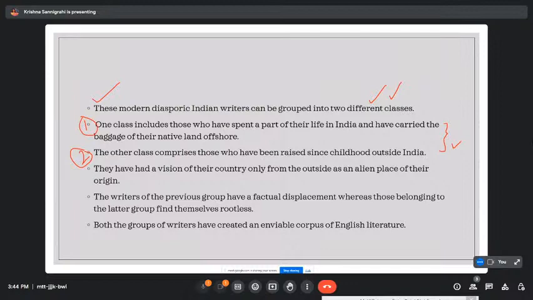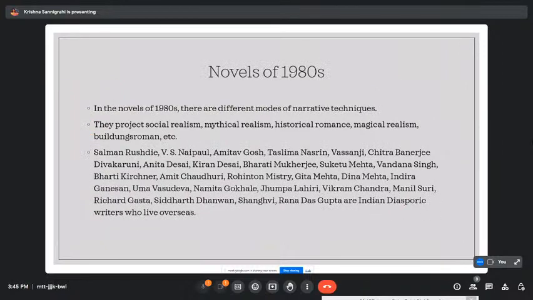So the writers of the previous group have a factual displacement, whereas those belonging to the latter group find themselves rootless. Both the groups of writers have created an enviable corpus of English literature. They have created an enviable, in the sense they have created a very good, very rich body of literature.